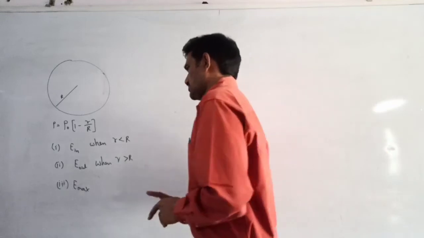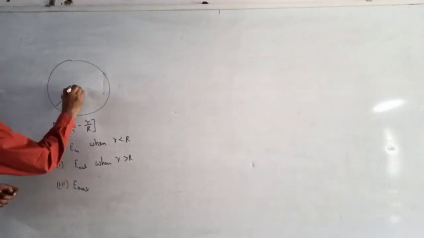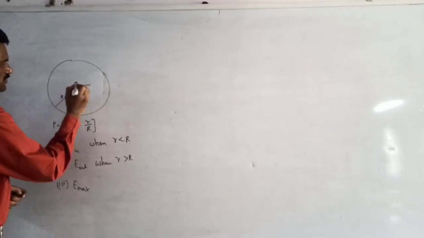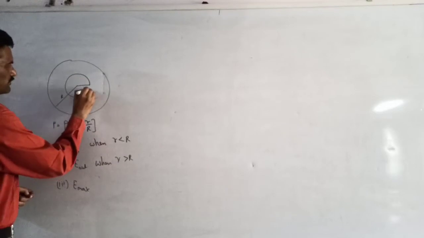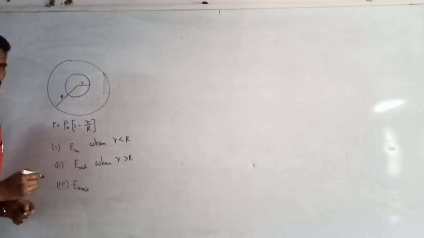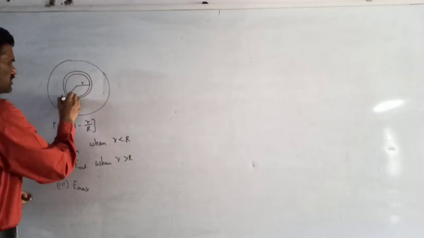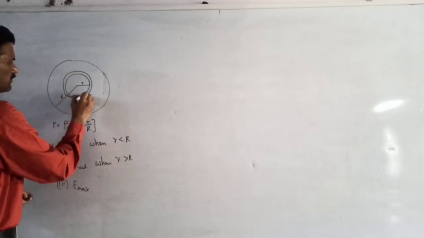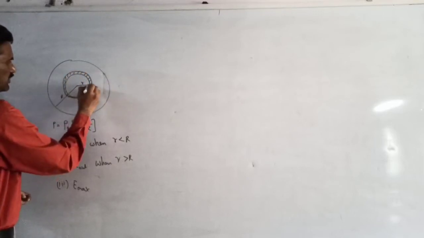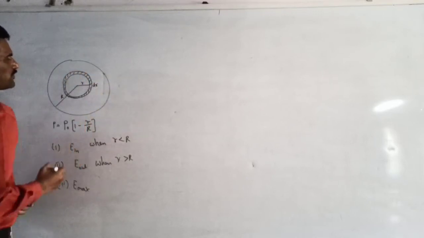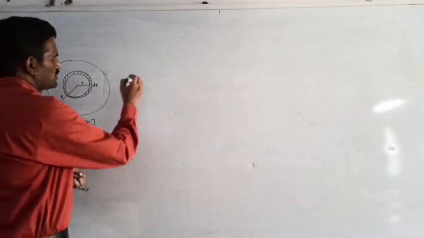Suppose I am taking the inside calculation first. If you want to find the intensity of electric field at this point, then we need to consider a Gaussian surface here with small r as a radius. This is the element we are considering, a small element of radius r and thickness dr. First I am calculating this, then let us write Gauss law.